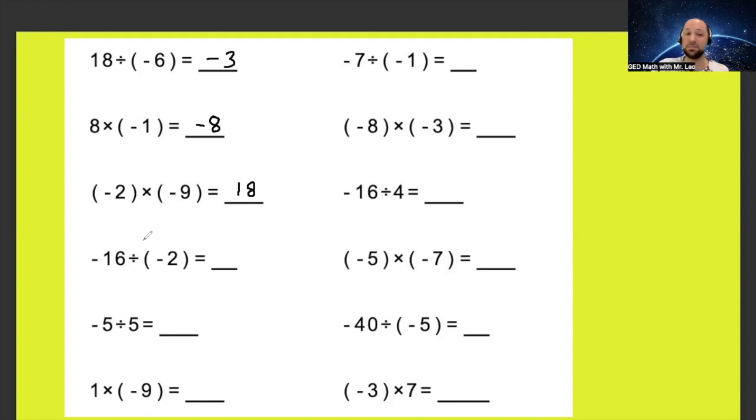Next up, 16 divided by -2. The two negatives will cancel out. 16 divided by 2 is 8. Final answer, +8. Two negatives make a positive when multiplying or dividing.